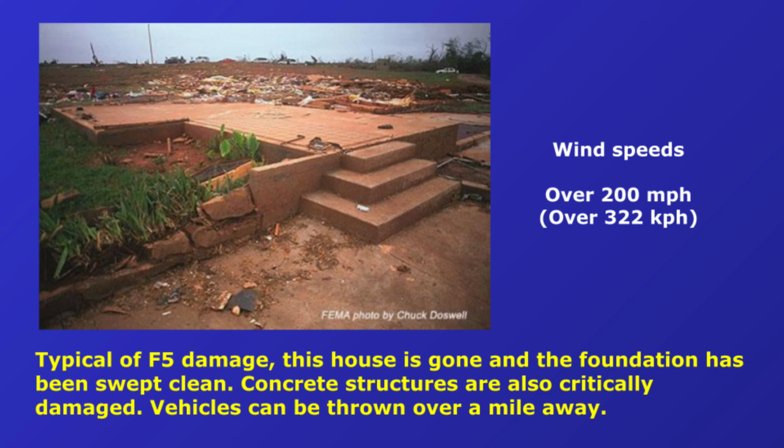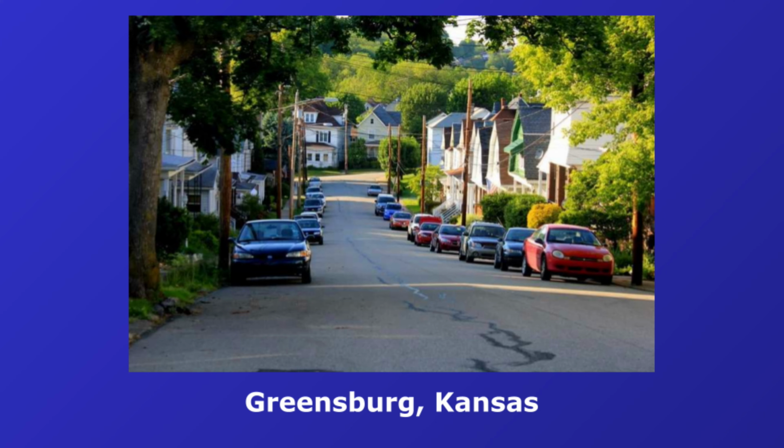But fortunately, tornadoes are very localized. But when they do touch down, they can do absolutely mind-blowing damage to the towns and the people and the lives of the people who live there. Probably one of the worst examples of this, one of the ones that sticks in my mind the most, would have to be the Greensburg, Kansas tornado in 2007.